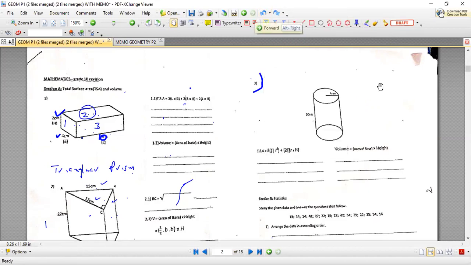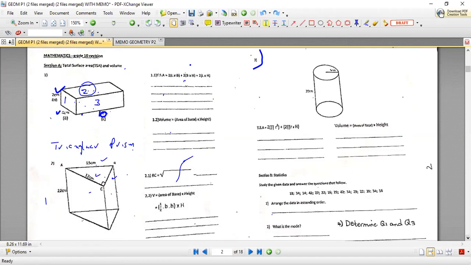Now, if you look at the figure that you see before you, you've got a cylinder that is 20 centimeters by 5 centimeters being the radius. It's drawn from the center to the circumference. To calculate the surface area of this cylinder, I'm being provided with the formula, which is 2 pi r squared plus 2 pi r capital letter H.